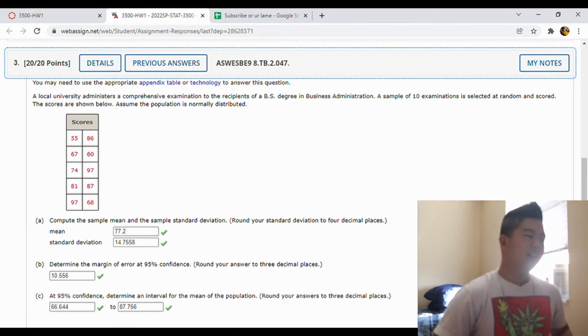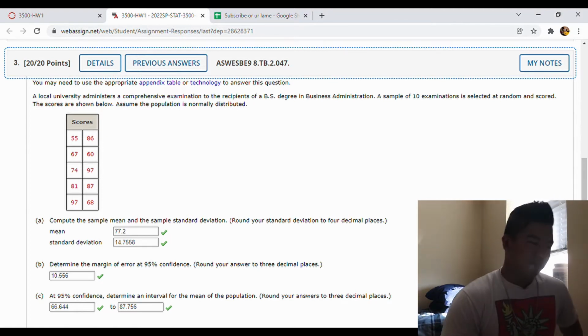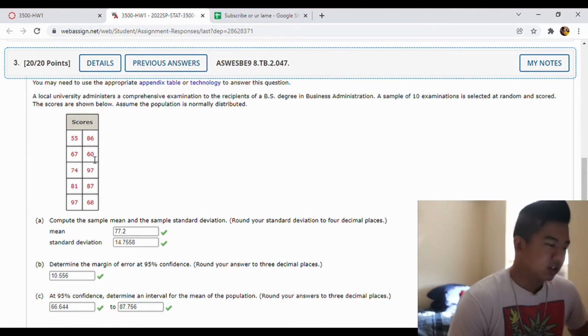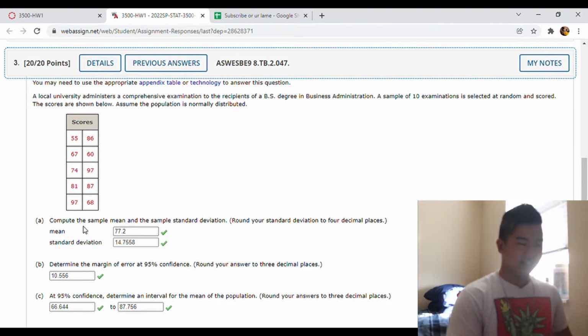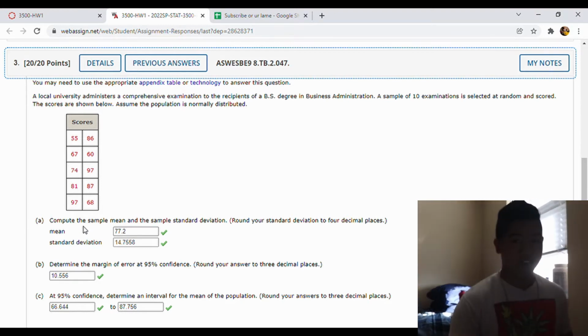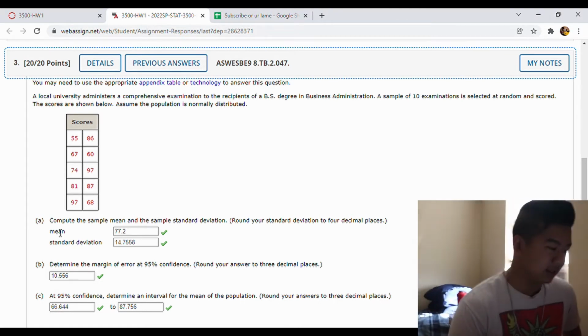Okay, so let's open up our spreadsheet and copy those scores in, and then we're going to look for the mean and standard deviation. I already did this problem, so here's the answers, but I'm going to show you how we got to those answers. So let's go to our spreadsheet and look for the mean and standard deviation.